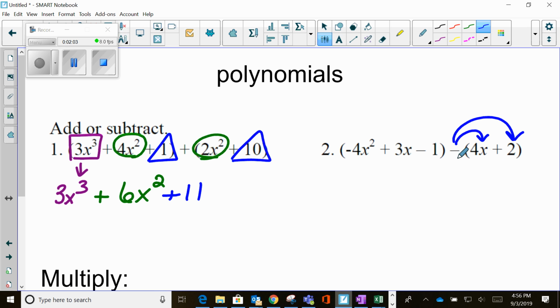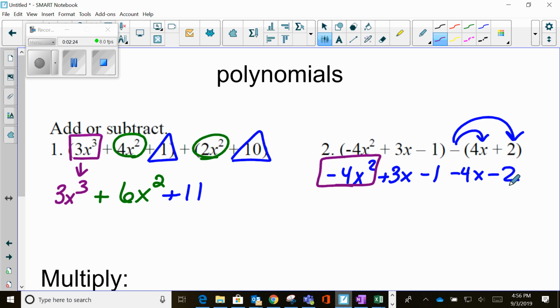So I'm going to rewrite the second binomial here with the subtraction distributed. So I have negative 4x, and I'm going to distribute the negative to the 2 as well, bringing down my trinomial. Now I can look for my like terms. So first I'm going to look for anything that has an x squared, which I don't have anything else, so I'm going to bring that down as part of my final answer.